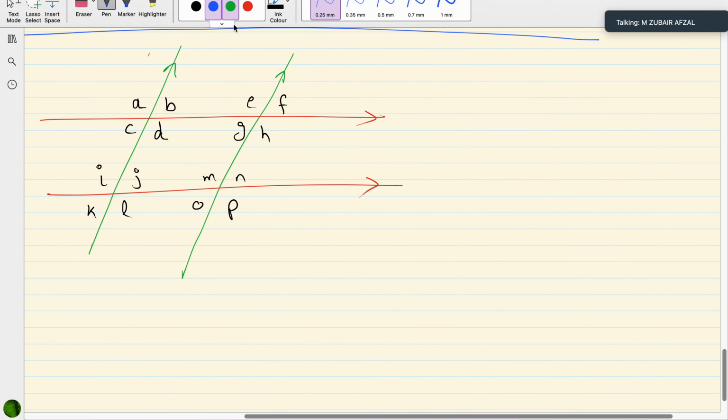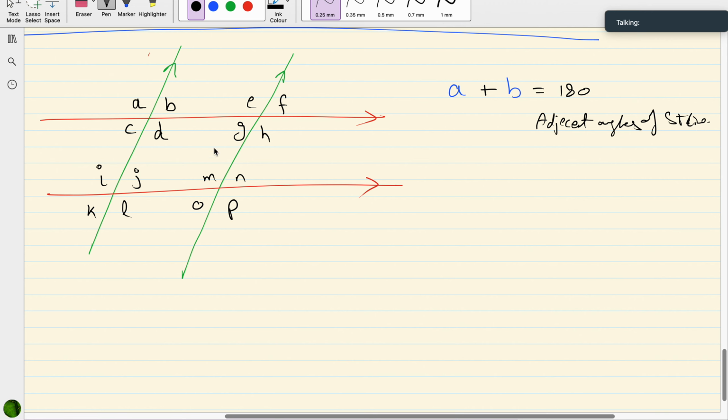What is the relation between angle A and angle B? What do you know about them? That's right, the sum. The sum is 180 and they are known as adjacent angles on a straight line.